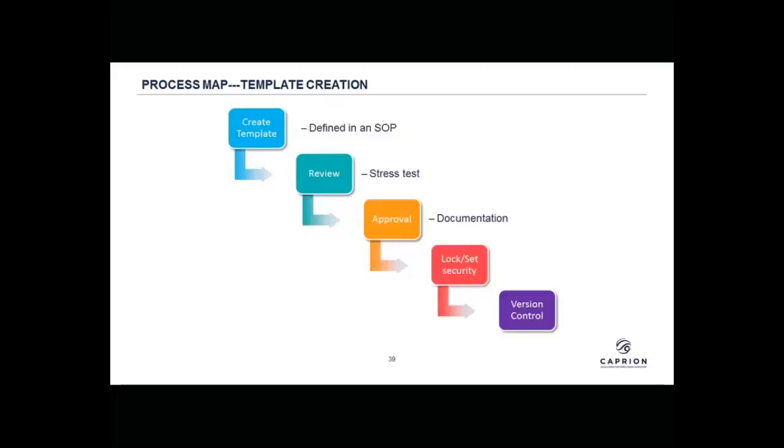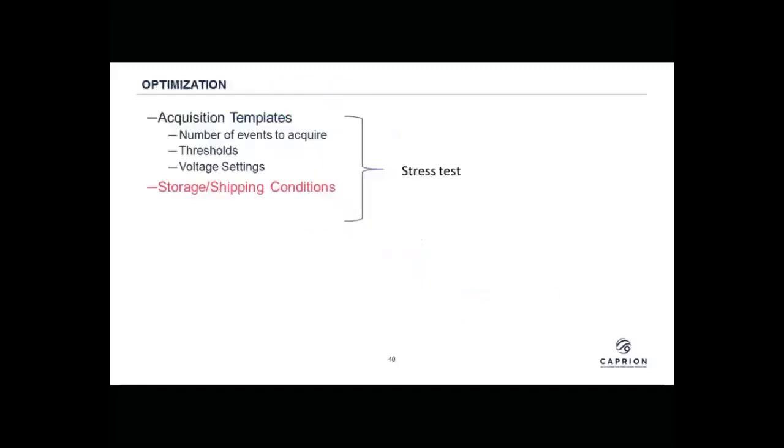Okay, anyway, so we've stress tested our templates, and now we need to approve it. And I mentioned that documentation was one of the quality pillars, so we need to document that approval process and then lock it down by setting our access permissions and all of that. And we would need to do version control on the template. Okay, so now we're going to optimize our method.